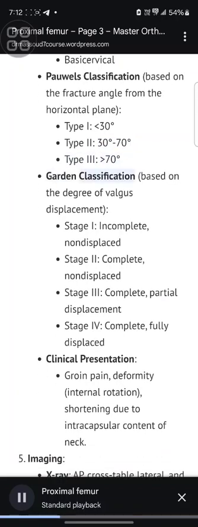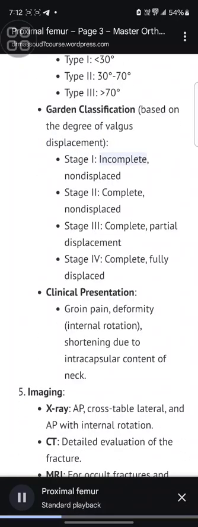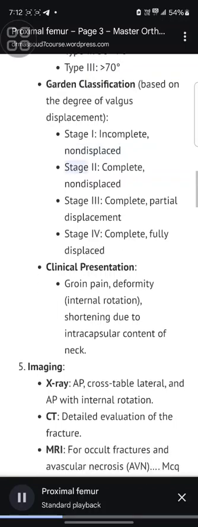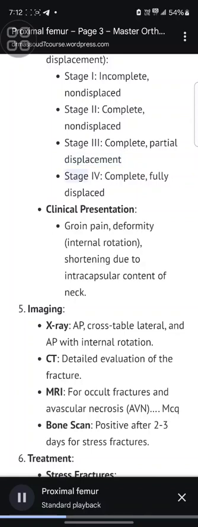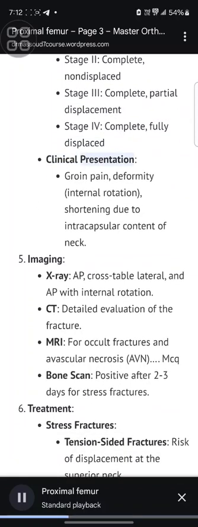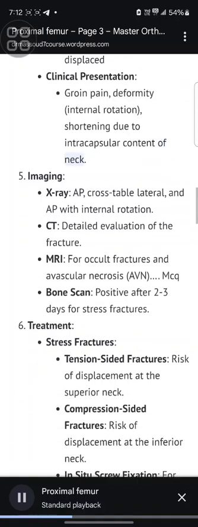Garden classification, based on the degree of valgus displacement. Stage 1. Incomplete, non-displaced. Stage 2. Complete, non-displaced. Stage 3. Complete, partial displacement. Stage 4. Complete, fully displaced. Clinical presentation. Groin pain, deformity, internal rotation, shortening due to intracapsular content of neck.